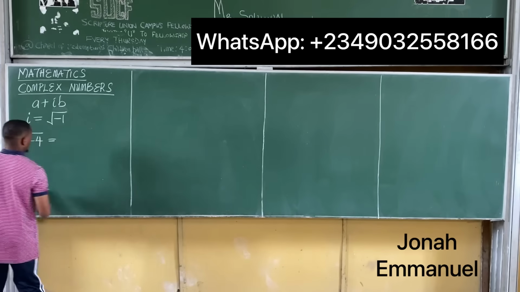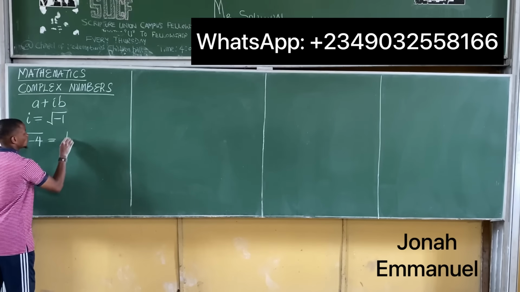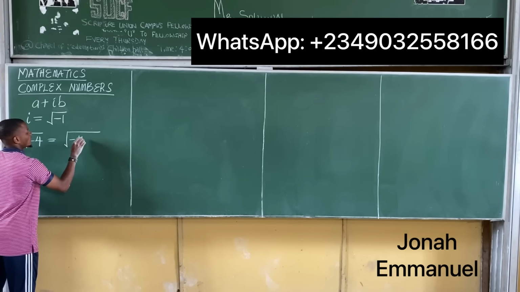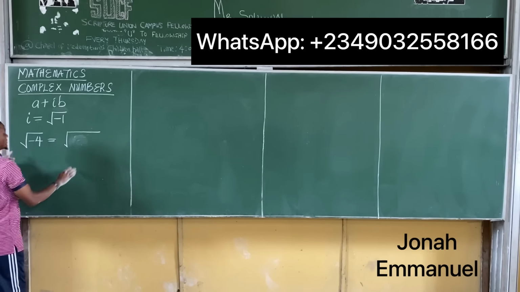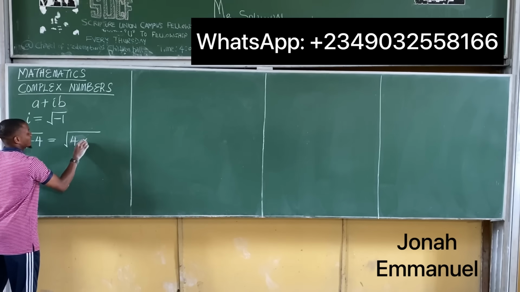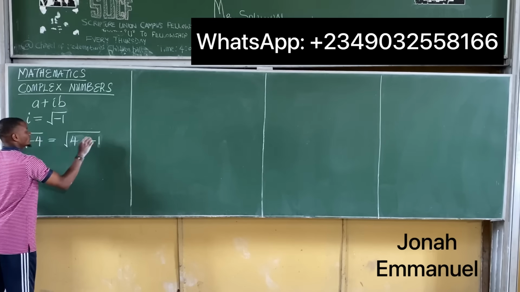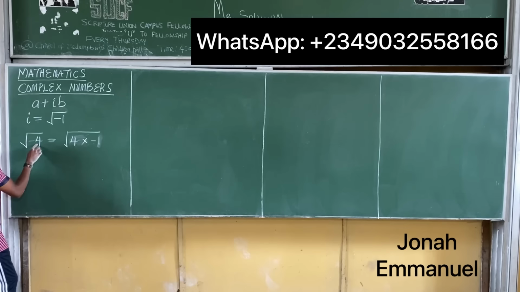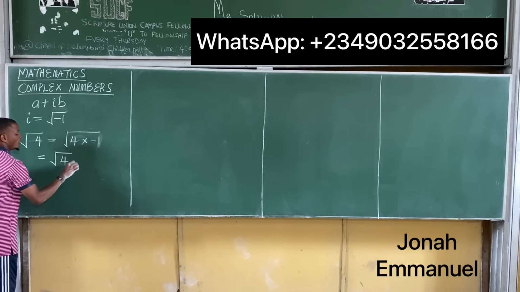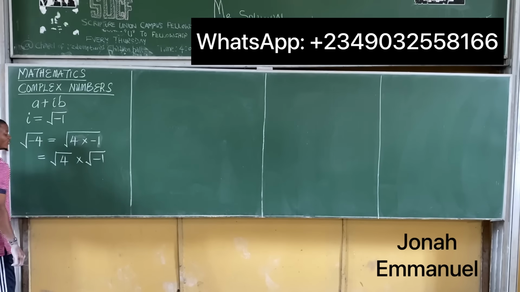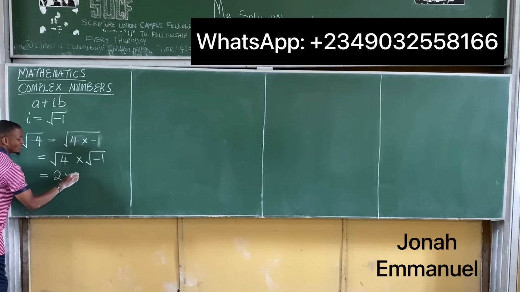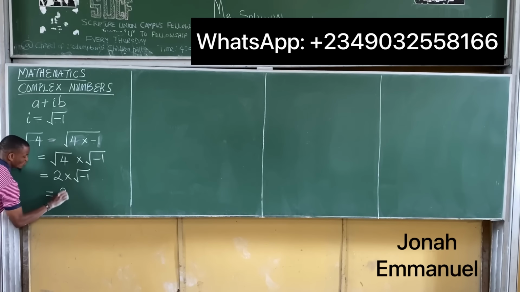How? If I'm to solve this using the idea of surds, this will be equal to the square root of minus 4, which becomes the square root of 4 times minus 1. Of course, 4 times minus 1 gives you minus 4. So we can separate these two: square root of 4 times square root of minus 1. From the idea of surds, this is correct. The square root of 4 is, of course, 2, times root minus 1. And we said root minus 1 is equal to i. So this is equal to 2i.